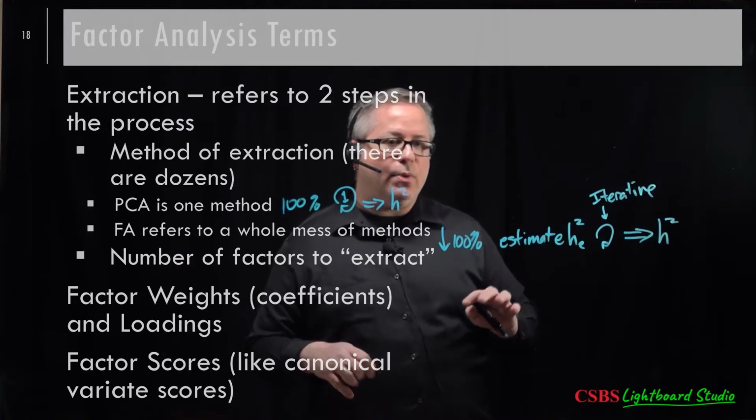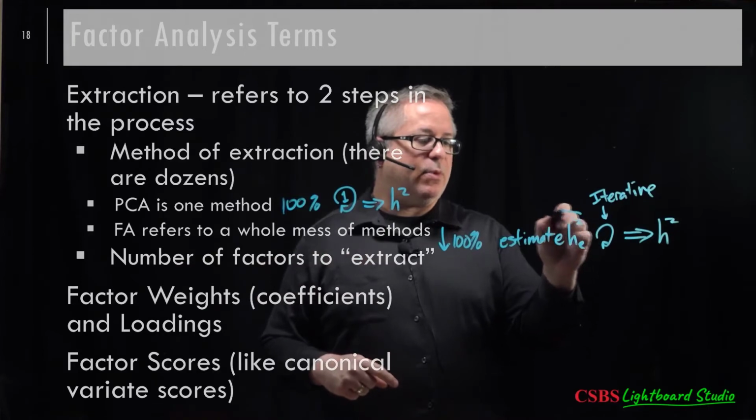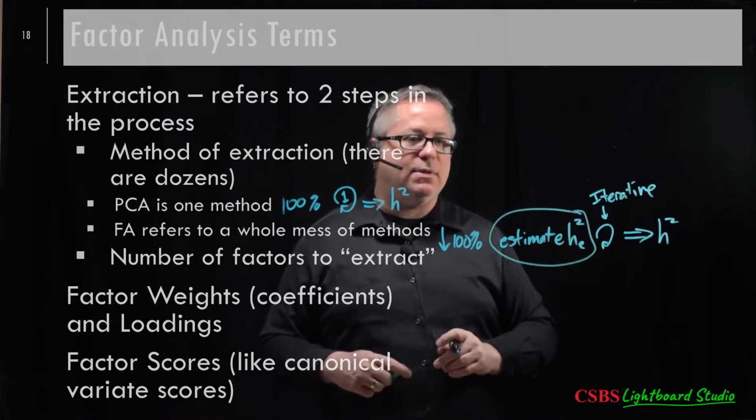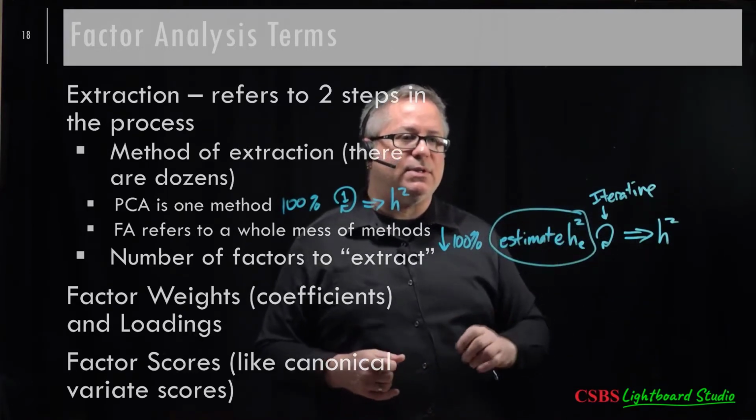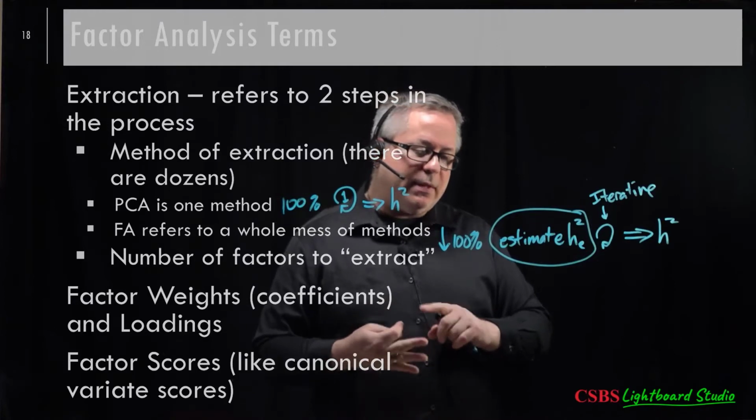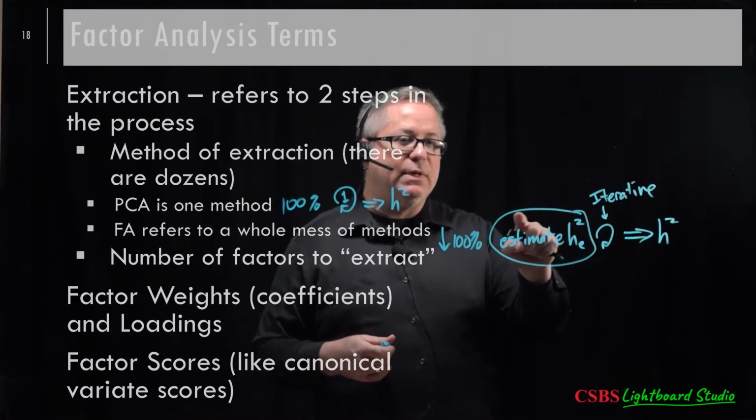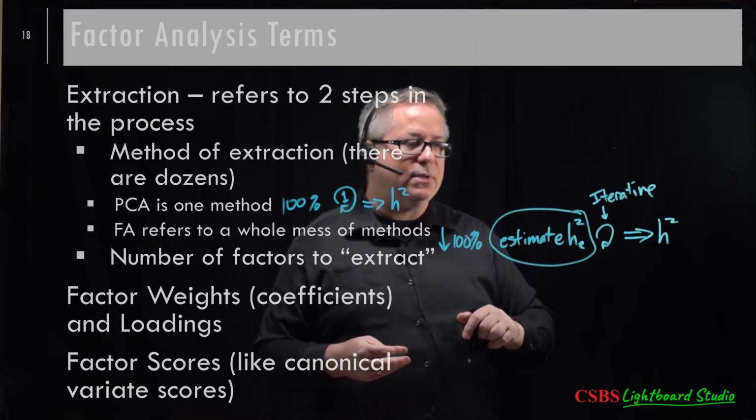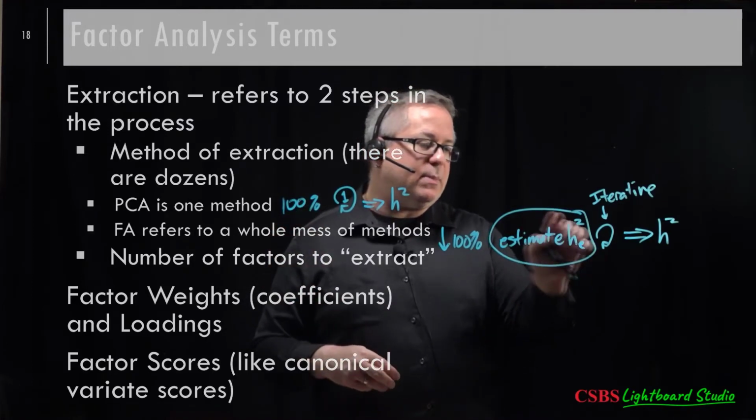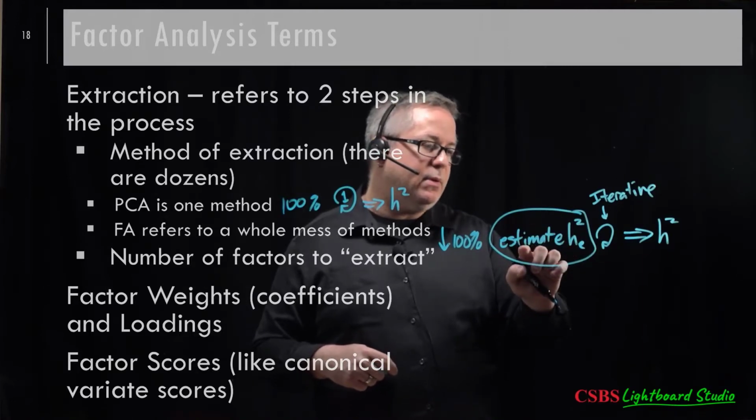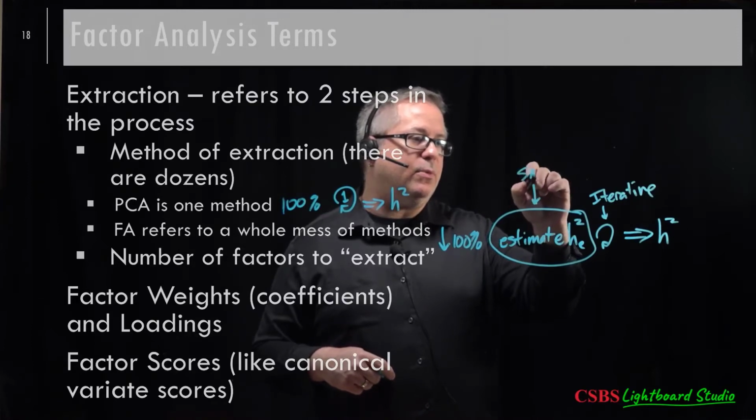So FA refers to a whole mess of methods, and the methods differ on this part: how do we estimate the initial commonalities? Those initial commonalities get estimated in different ways. If it's principal axis factoring, maximum likelihood, minimum residual, all those things are done differently, and that's what drives the differences in the method of extraction. So PCA says 100%. All the factor analysis methods estimate something here. For instance, the one that's used often is the squared multiple correlation.